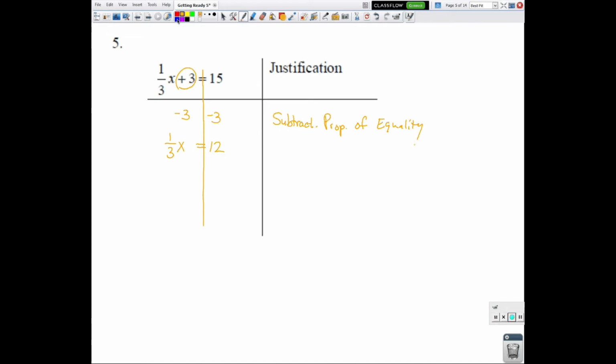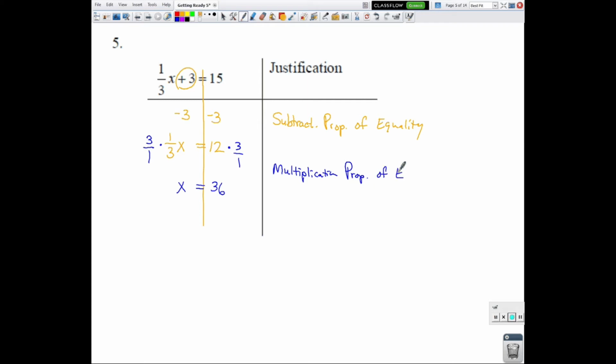Now to get rid of the 1/3, you have two choices. Since that's the coefficient of x, when a fraction is your coefficient, you can multiply by the reciprocal, which would be 3/1 on both sides. And that leaves us with x equal to 36, and that used the multiplication property of equality.